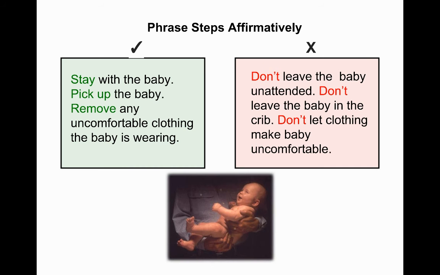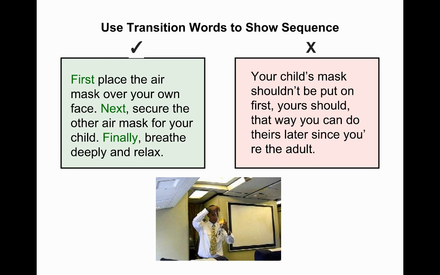Phrasing steps affirmatively. On the right, don't leave the baby unattended. Don't leave the baby in the crib. Don't let the clothing make the baby uncomfortable. You want to phrase things without the don'ts. You want to tell people what they should do, not what they shouldn't do. Stay with the baby, pick up the baby, remove any uncomfortable clothing the baby's wearing. That's phrasing affirmatively.